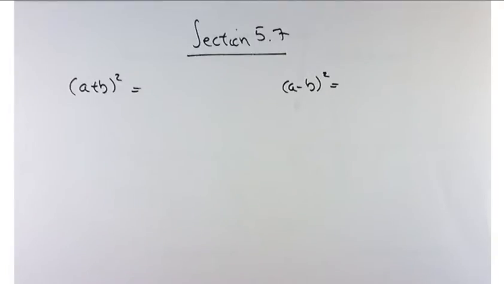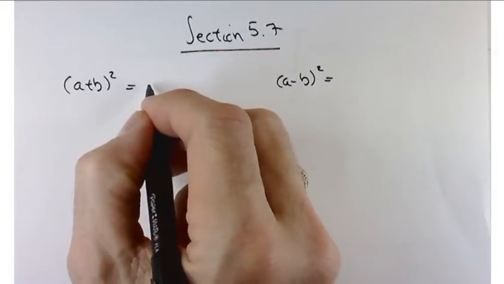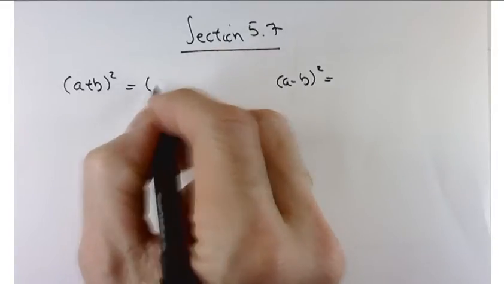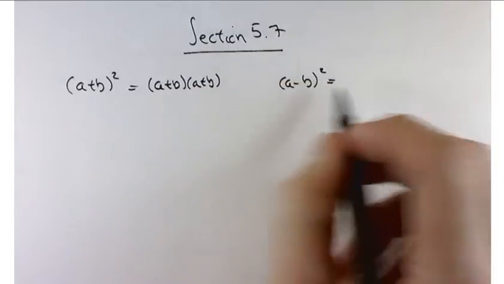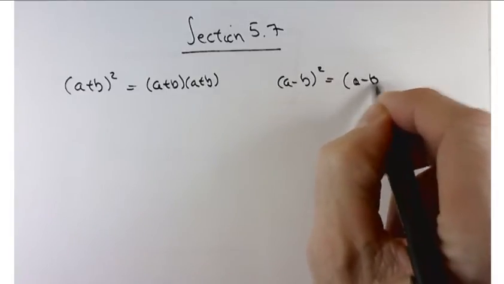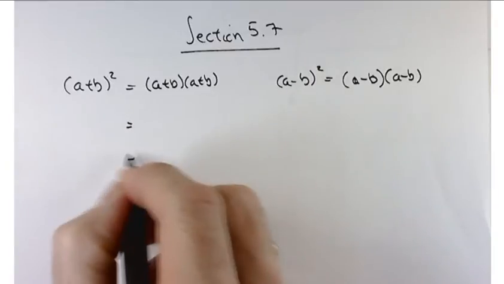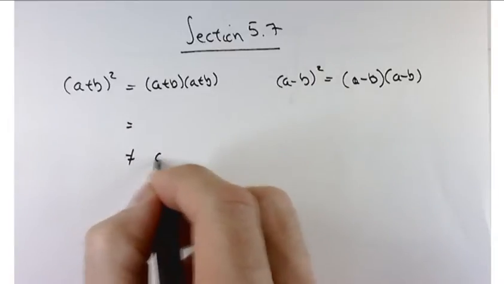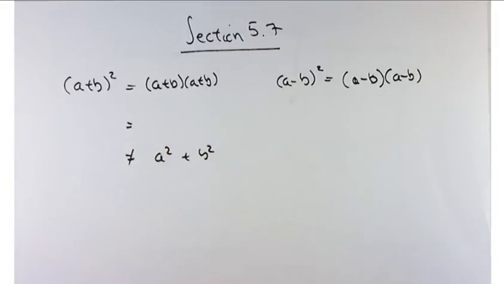Now one thing that people want to do all the time when we square this out is say, oh, well, that's a squared plus b squared. In fact, it's not. In order to calculate this, you're going to multiply a plus b times a plus b. Or likewise over here, a minus b times a minus b. And what you don't get is just a squared plus b squared. That's not true. You can't square these out by just squaring each of the terms.